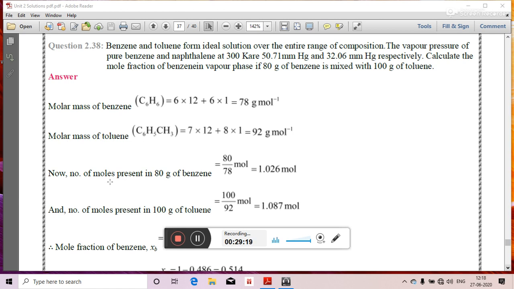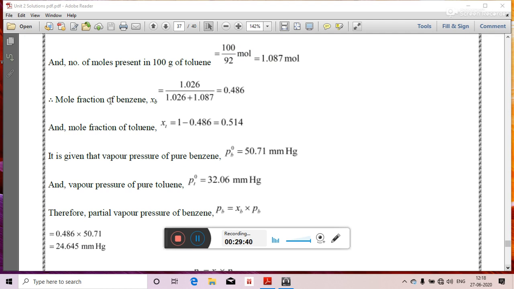Now molar mass of benzene equal to 78 gram per mole and molar mass of toluene is 92 gram per mole. Now number of moles in 80 gram equal to 80 upon 78 equal to 1.026 moles, and number of moles present in 100 gram of toluene equal to 100 upon 92 equal to 1.087 moles. Therefore mole fraction of benzene Xb equal to 1.026, that is number of moles of benzene divided by total number of moles, that is 1.026 plus 1.087, so that is equal to 0.486.